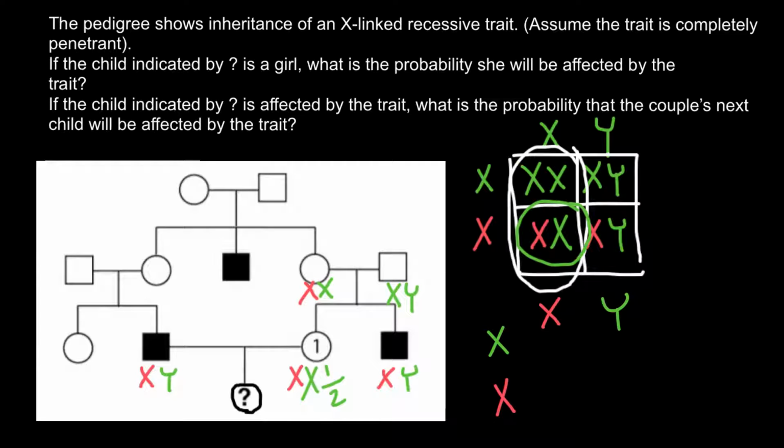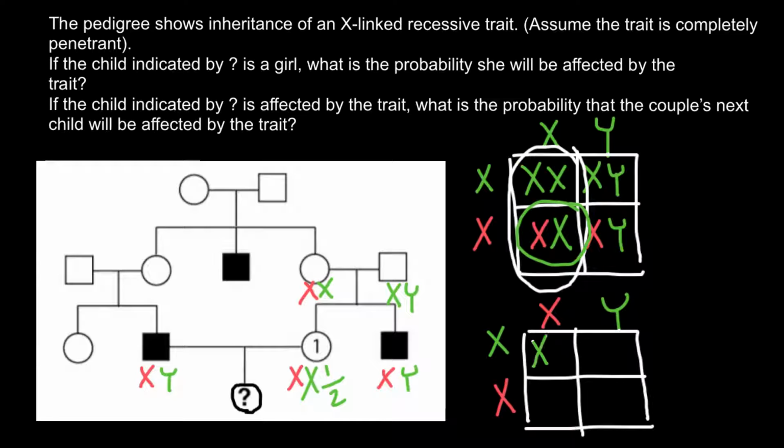X chromosome. When we build a Punnett square, once again we can predict the probability for their daughter to be affected with this genetic disorder. So, a normal X chromosome from the mother side, and a defective X chromosome from the father side.